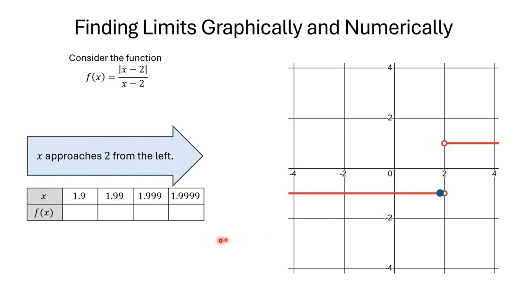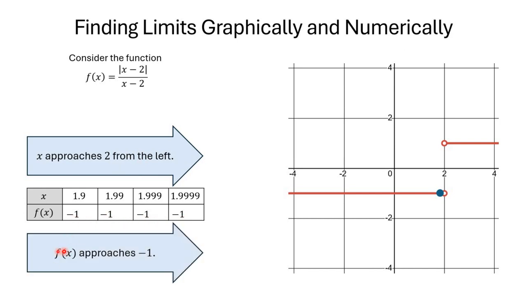So if we were to make a table and plug in numbers that are getting closer and closer to 2 but are smaller than 2, so approaching 2 from the left side, when we plug in 1.9 we get -1. When we plug in 1.99 we'd get -1. When we plug in 1.999 we'd get -1. When we plug in 1.9999, we get -1. So it doesn't matter what x value you plug in here, as long as that x value is on the left of 2, the outcome is going to be -1. Y values approach -1 as the x value approaches 2 from the left.